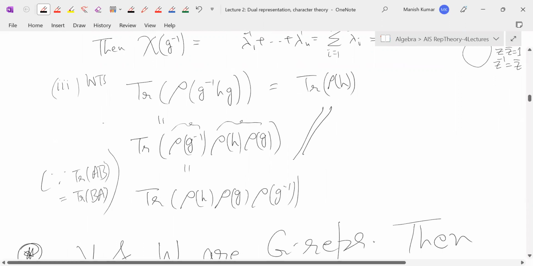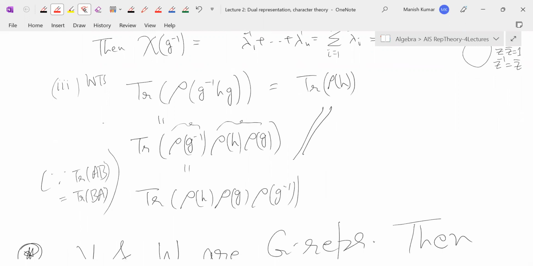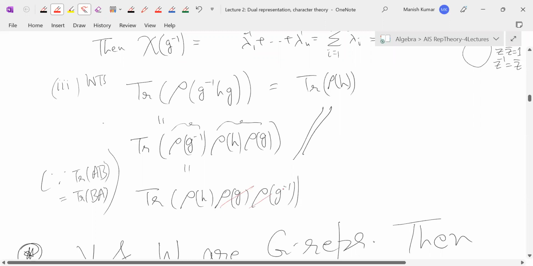That, I guess, we know from linear algebra. So that tells you that this trace is the same as the trace of rho H, rho G, rho G inverse. But rho G and rho G inverse again cancel out. Yeah, these two you can cancel out and you get the same as the trace of rho H. So that proves this item.